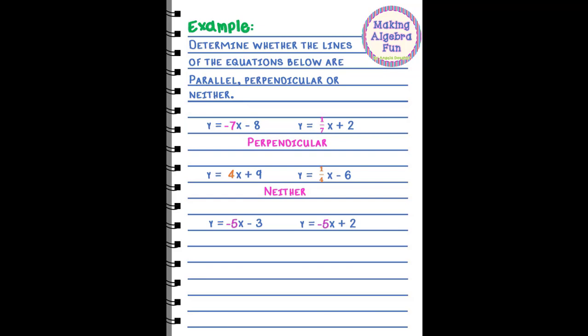These lines have the same exact slope, so that makes them parallel. And these have opposite slopes, but not reciprocal, so they're not perpendicular, and they're not parallel because one's positive and one is negative. So we will say neither.